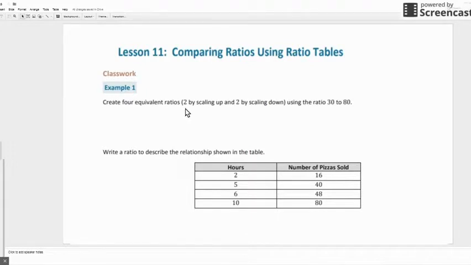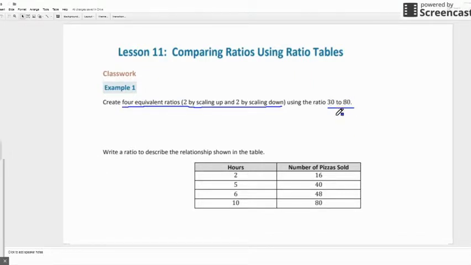Create four equivalent ratios, two by scaling up and two by scaling down, using the ratio 30 to 80. So we're going to use this ratio right here. Let's go ahead and get out some markers. 30 to 80 to create four equivalent ratios, two scaling up and two scaling down. So whenever we're given a situation like this, we usually want to simplify down this ratio all the way, or into its simplest form.